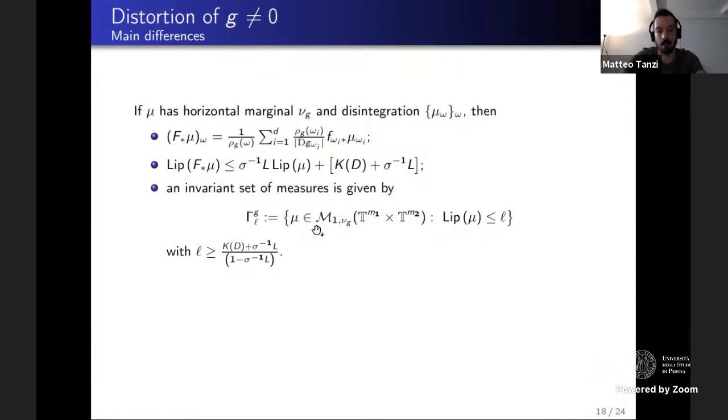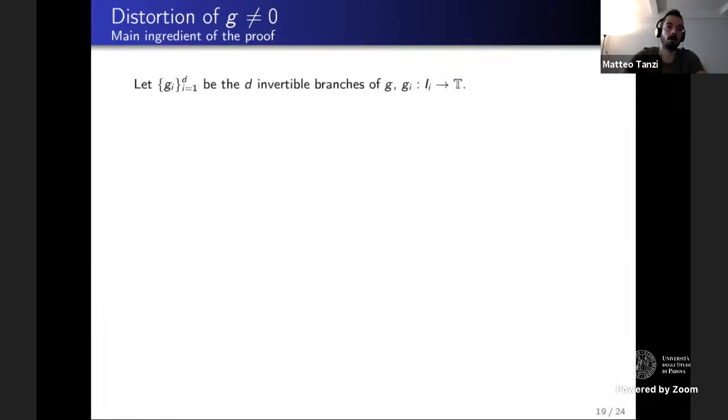This means that the invariant classes of measure are not made anymore of measures with almost constant disintegration when sigma becomes large. So we have this kappa d here that makes this class of measures not constant, like the disintegration, they're not constant. So we cannot apply the same reasoning as before, because when sigma becomes large, this number doesn't go to 0. So what can we do?